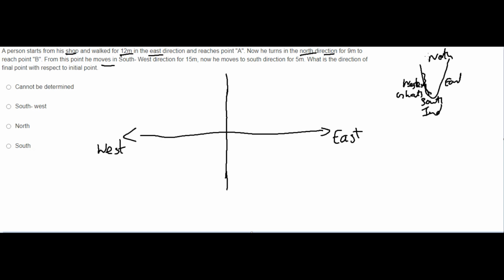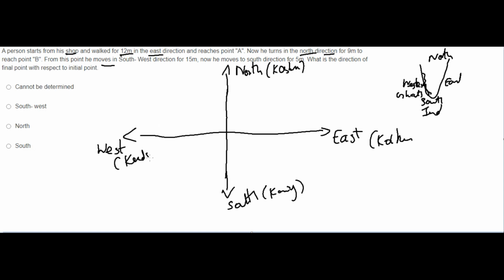Likewise, you take the Indian map, and you can take this one as north and this one as south. It is like Kashmir here, and this one as Kanyakumari, and this one is Kolkata, for example. And on the west side you can think of Kerala. No issues. What they say is a person starts from the shop and walks for 12 meters east. First, take it as the origin. Here the person is standing.